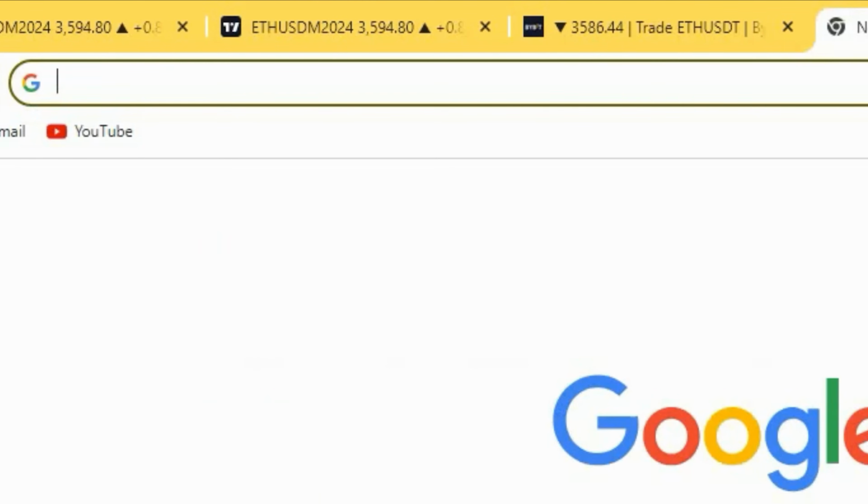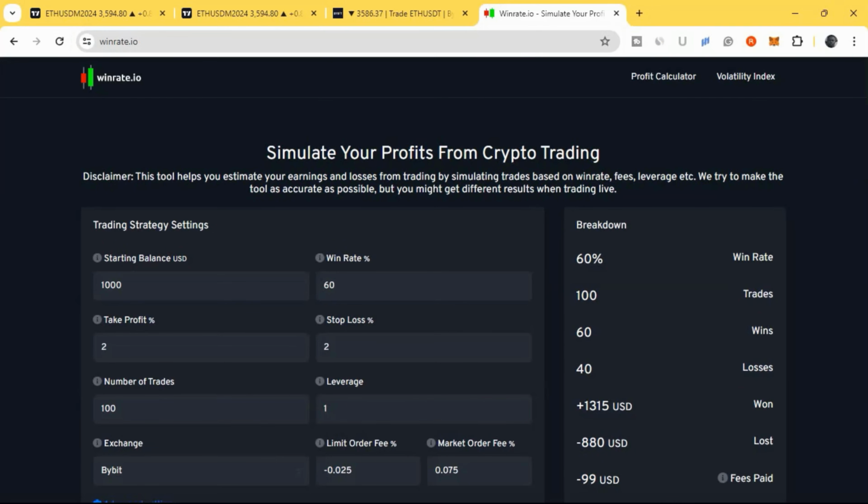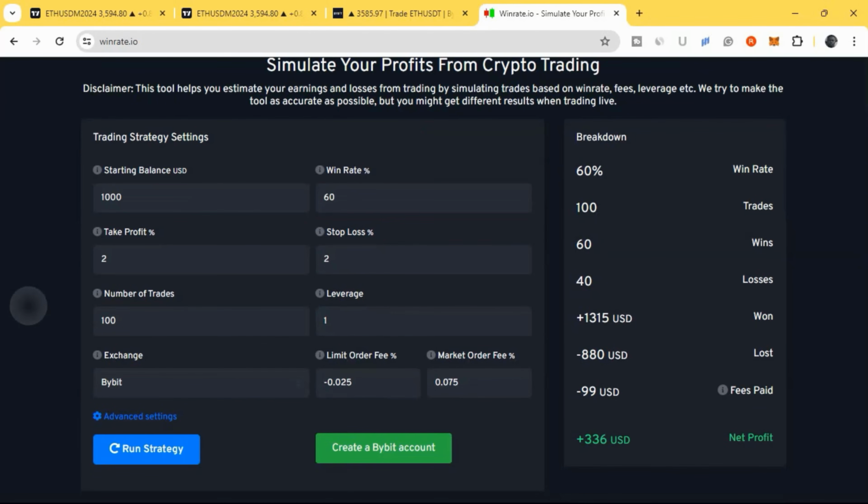Now, to do that, you come to this website called winrate.io. This is a website that you can use to calculate how much you can possibly make from a strategy. As you can see right here, there are some things you need to enter to calculate this. The first thing you have to enter is your starting balance in dollars. That is how much you want to use to start this strategy. So I'll be using $1,000. It's already on $1,000, so I'll leave it right there.